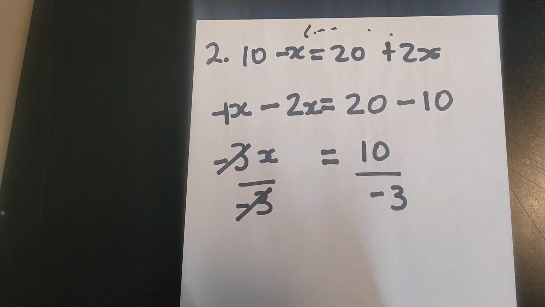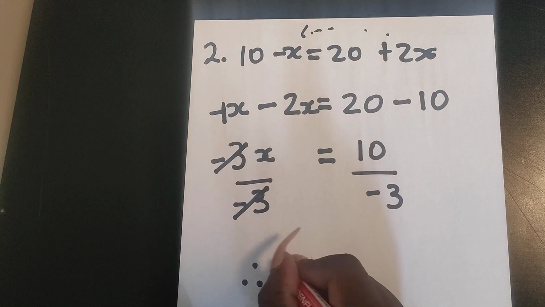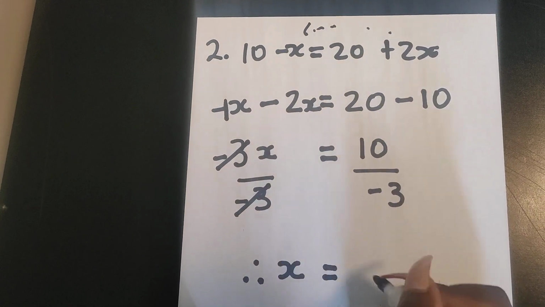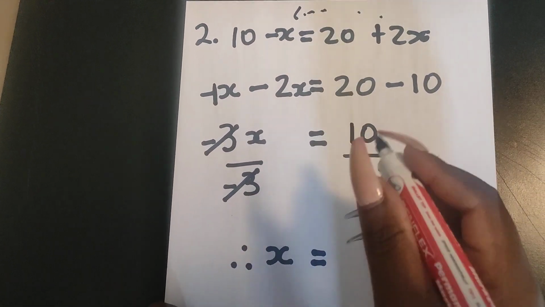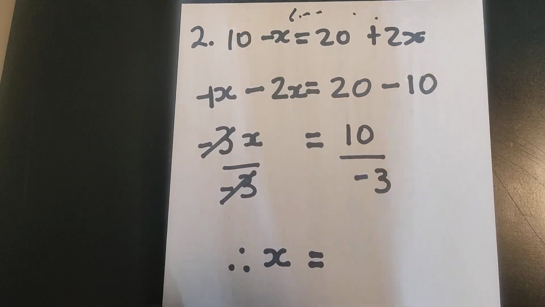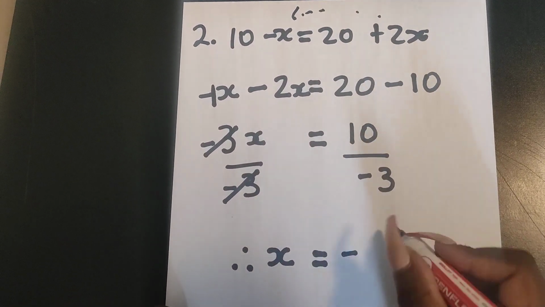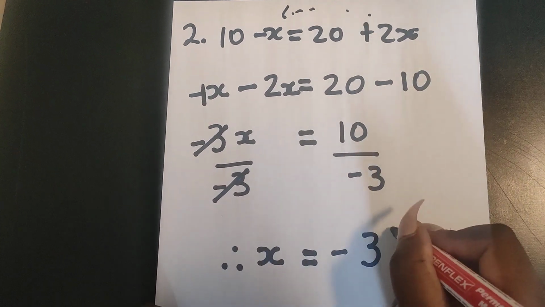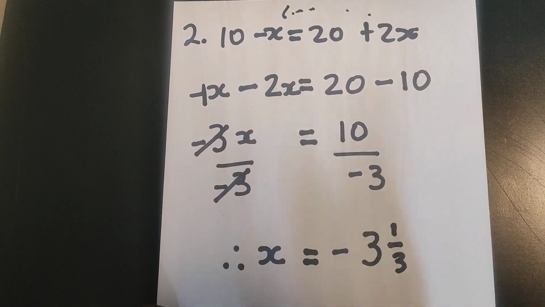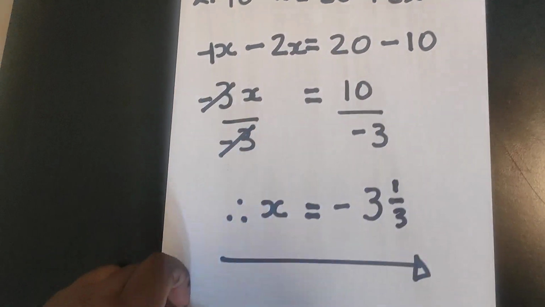So this cancels this. Therefore, you're left with x is equal to, you can leave this as is, but they're going to ask for fractions. So you're going to say negative, then 10 over 3. So that is your answer.